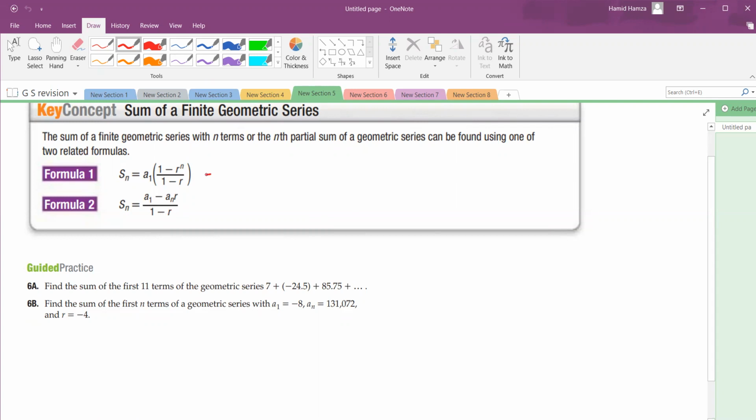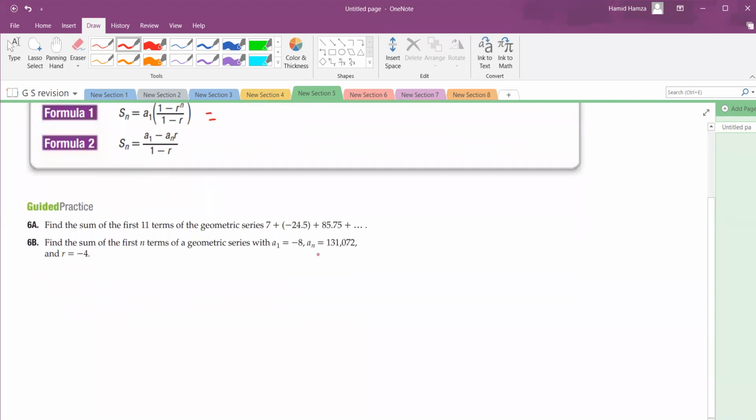I think this one is used if you know the first and the last term. This is A1, this is AN, this is R, and 1 minus R. Okay, so let's apply this in a question.